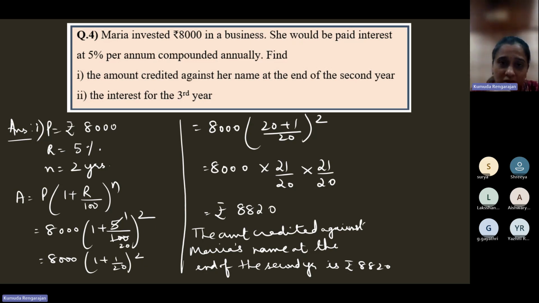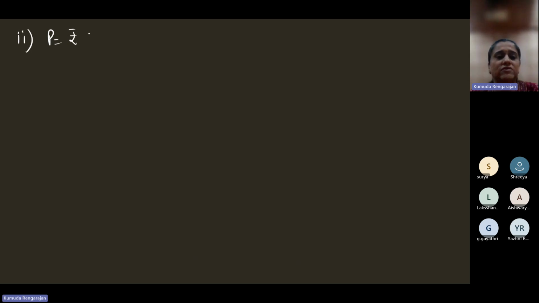8,000 is the principal when she started off. Now she's come down 2 years, so it's not 8,000 anymore. Now her money is 8,820 at the end of the second year. So this will be the principal for the third year.